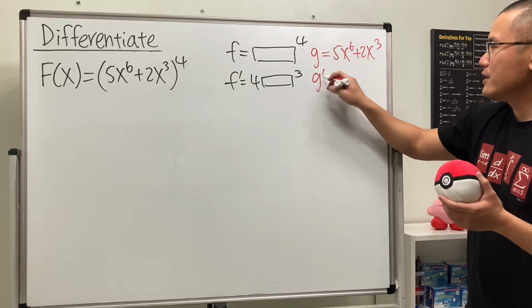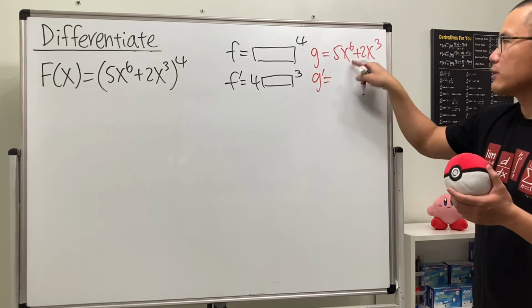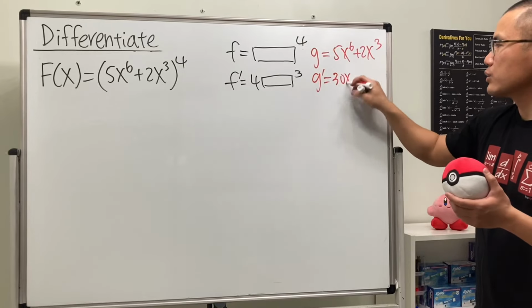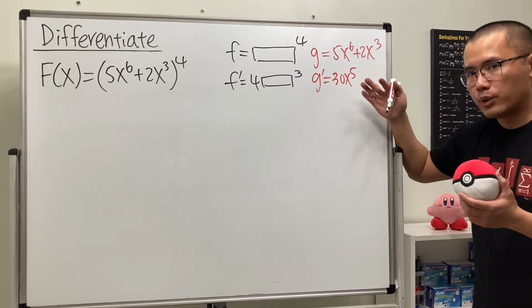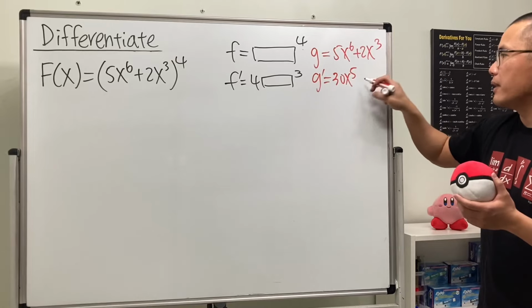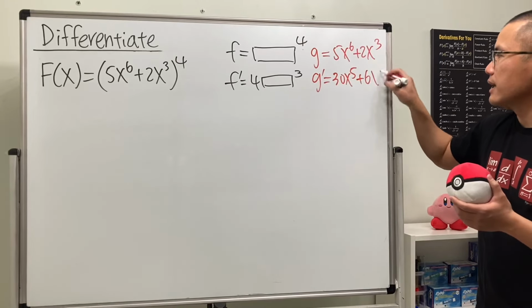Next, we differentiate this. Well, the derivative of 5x^6 is 30x^5 after we use the power rule. And for this one, do the same thing. Power rule, we get 6x^2.